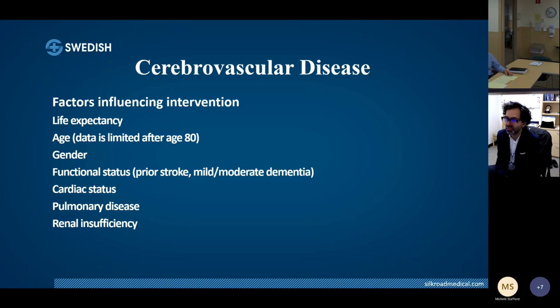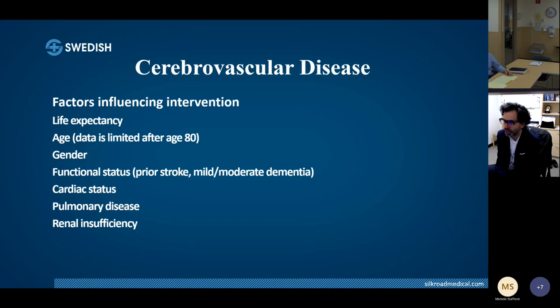Endarterectomy is very different than any other vascular surgery, whether it's coronary or lower extremity, because we're not trying to improve blood flow to the brain to improve cerebral perfusion. We're trying to prevent embolization from occurring. And so endarterectomy in demented patients isn't going to improve their memory status.